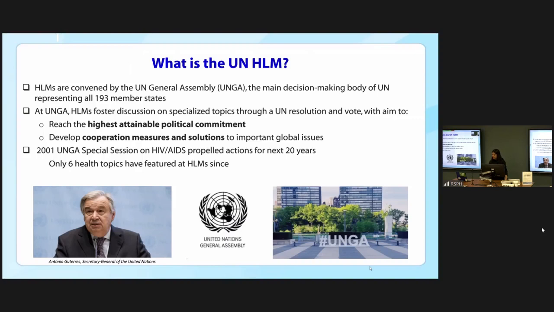Non-communicable diseases in 2011, 2014, 2018. AMR 2016, and again, AMR will be the focus of 2024's high-level meetings. TB, which happened in 2018 and again in 2023. Universal coverage, which happened in 2019 and 2023, and then pandemic preparedness, prevention, and response, which happened last year.